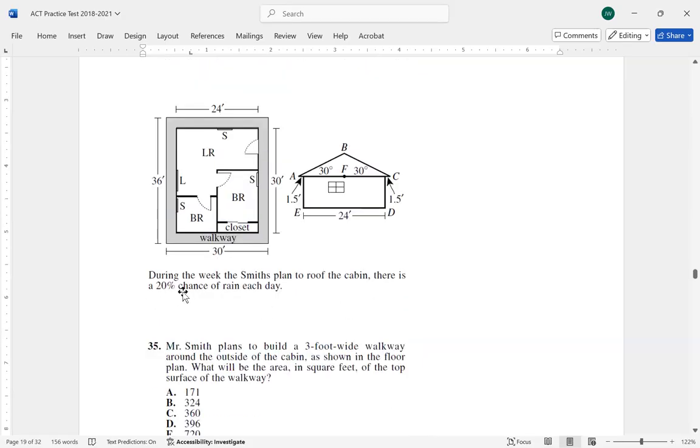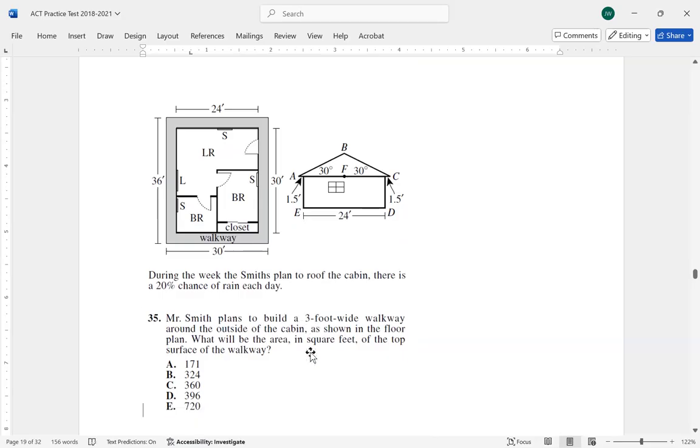Then it says at the bottom, during the week, the Smiths plan to roof the cabin. There is a 20% chance of rain each day.